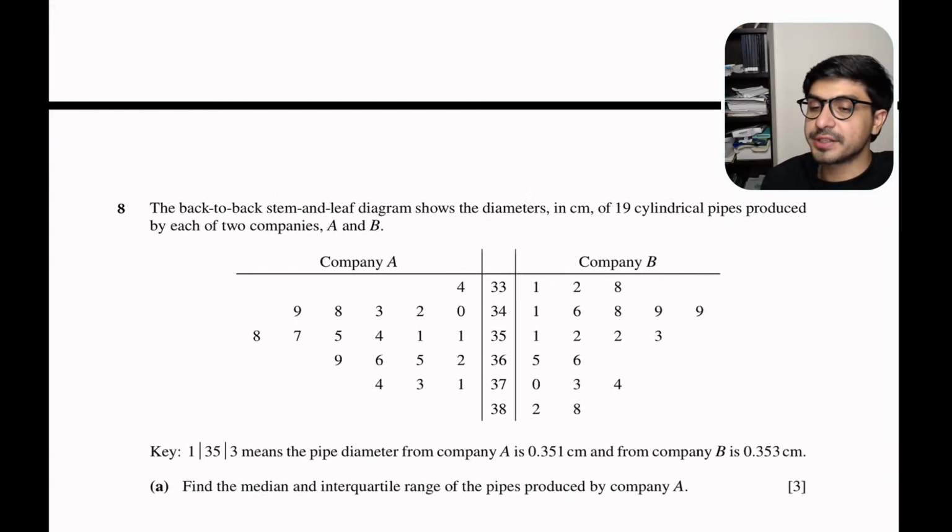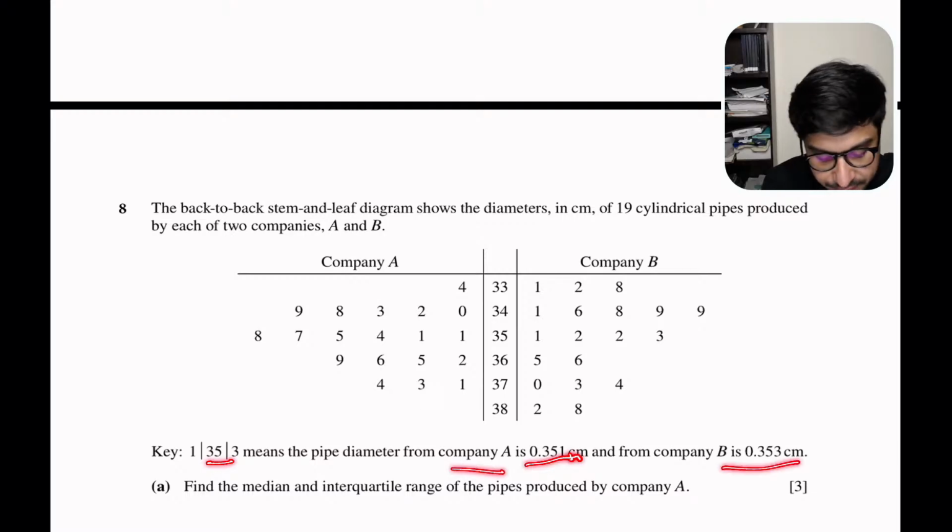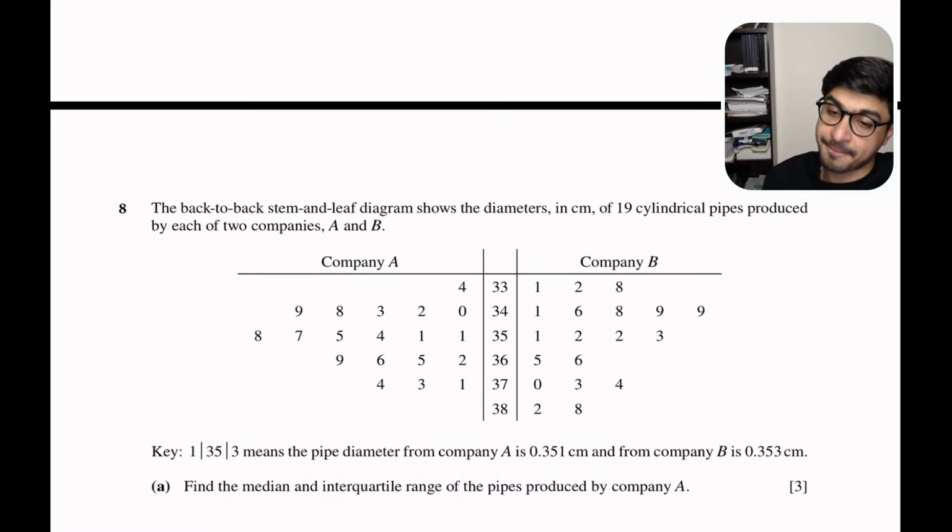Okay, so now they're saying what? The back-to-back stem and leaf shows the diameters in centimeters of 19 cylindrical pipes produced by company A and company B. The key is given to us. If it's 35 | 33 | 35 written, that means 0.350, 0.351 from company A and 0.353 for company B. Find the median and the interquartile range for company A, right?